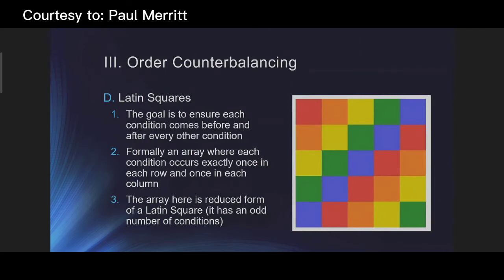because it has an odd number of conditions. In the instance of an odd number of conditions, we would create a second array in which we start with that first row, but we reverse its order. We'll get into that here in just a second.